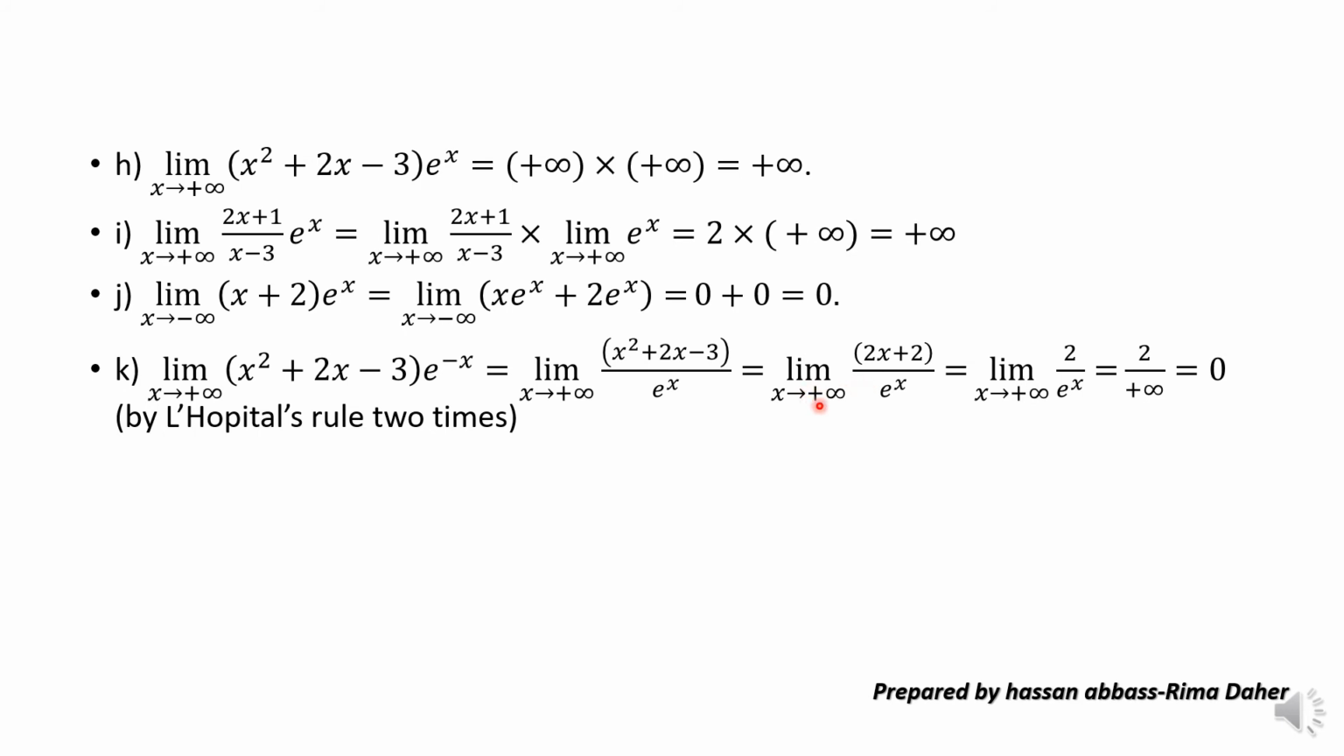If we replace x in this value plus infinity, we obtain plus infinity over plus infinity, an indeterminate form. Then we apply L'Hôpital's rule a second time. We get the limit where x tends to plus infinity of 2 over exponential x, where 2 is the derivative of 2x plus 2 and e^x is the derivative of e^x. Replace x in this value plus infinity, we get 2 over plus infinity, which is equal to 0. Then by L'Hôpital's rule twice, the limit where x tends to plus infinity of (x squared plus 2x minus 3) times exponential minus x is equal to 0.